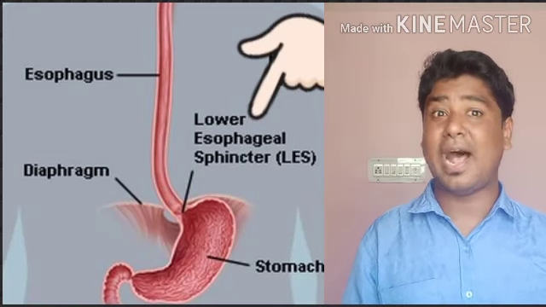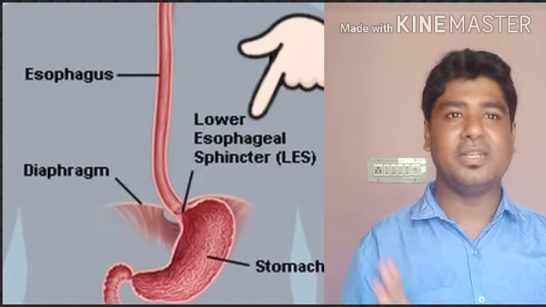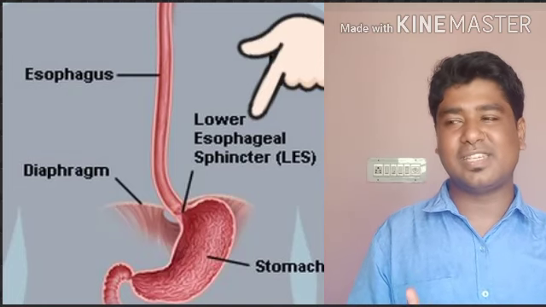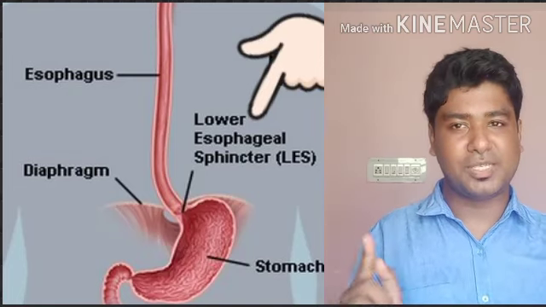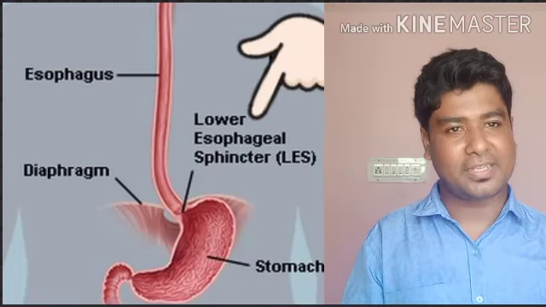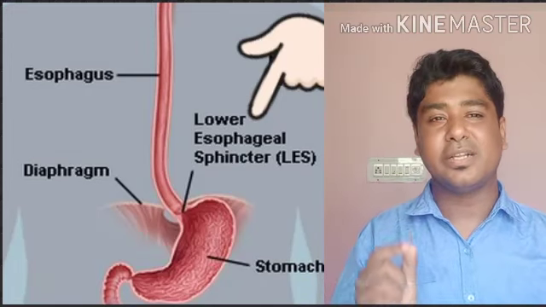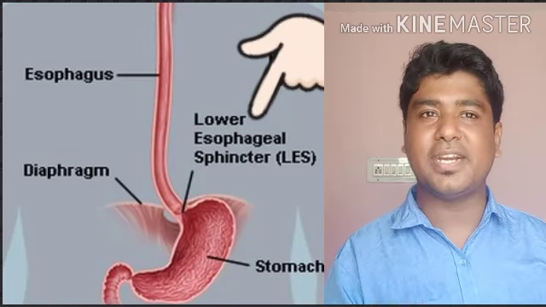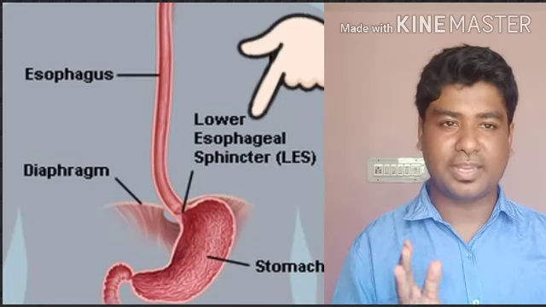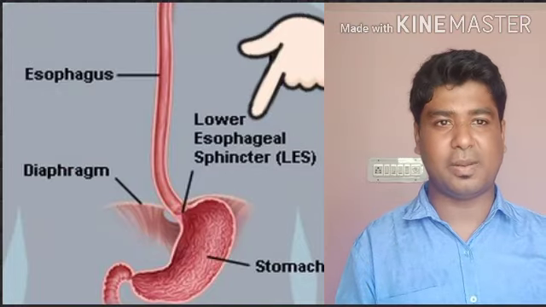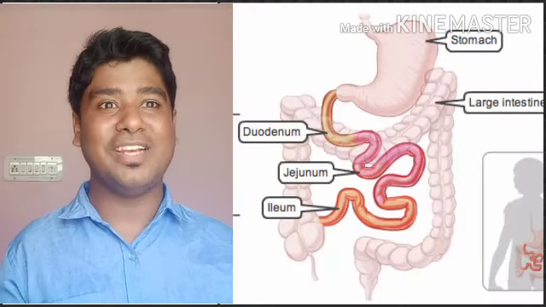Fine. That's what happens in the stomach. Remember, in the stomach there is an enzyme secreted, that is pepsin. For pepsin to act on maltose to convert it to glucose, it needs an acidic medium. That acidic medium is provided by hydrochloric acid. That's the stomach. Next is the small intestine.